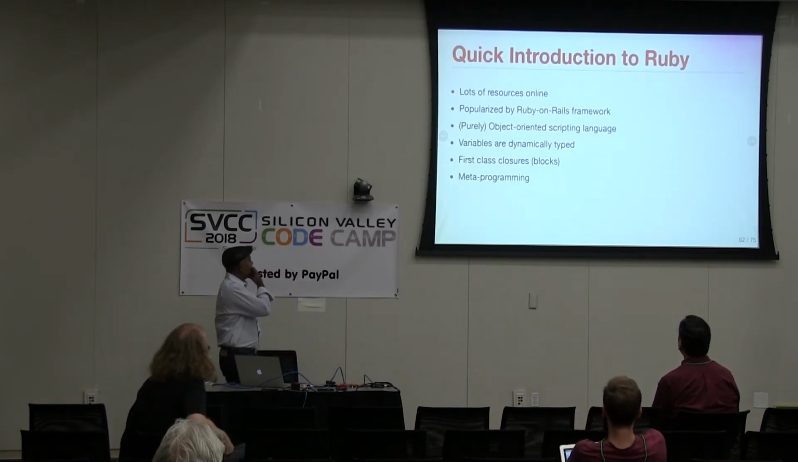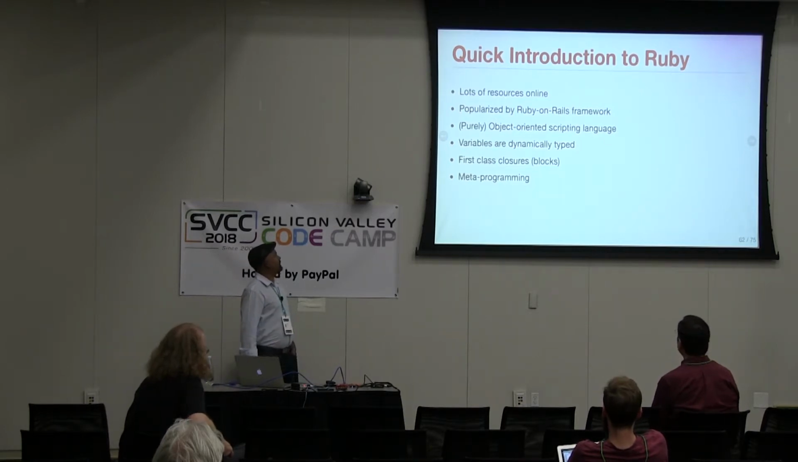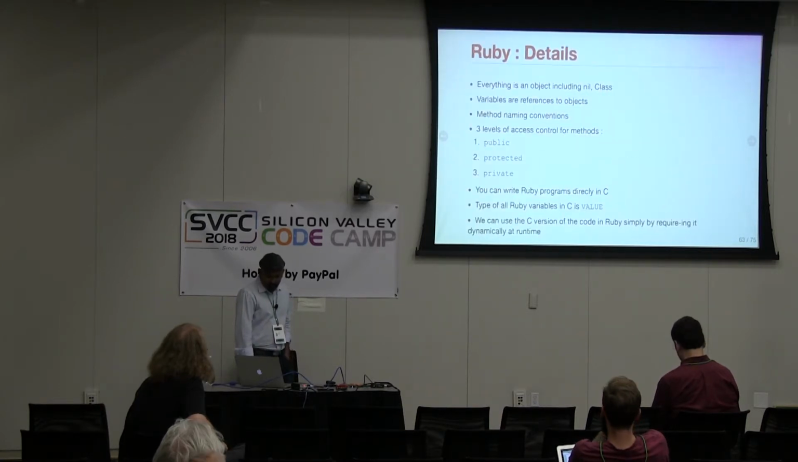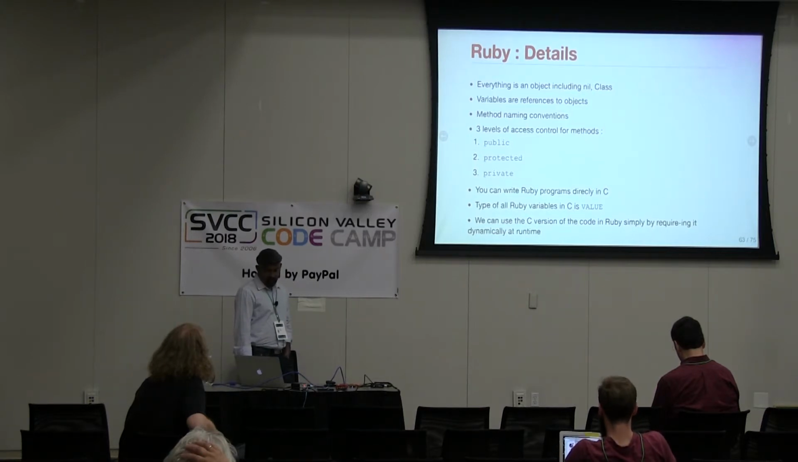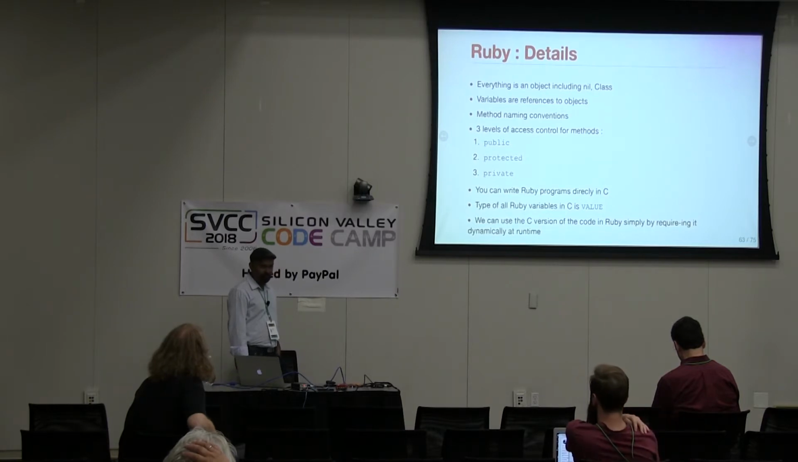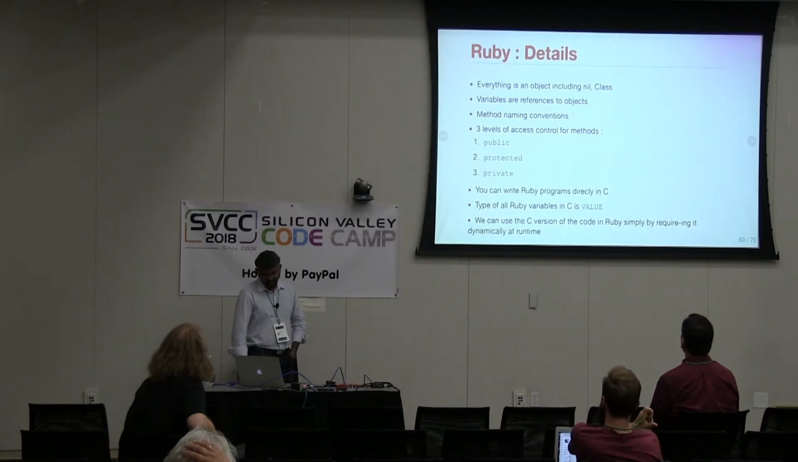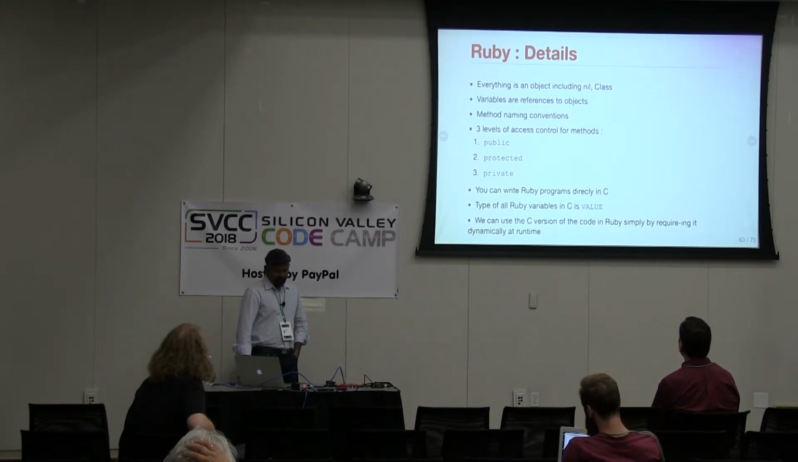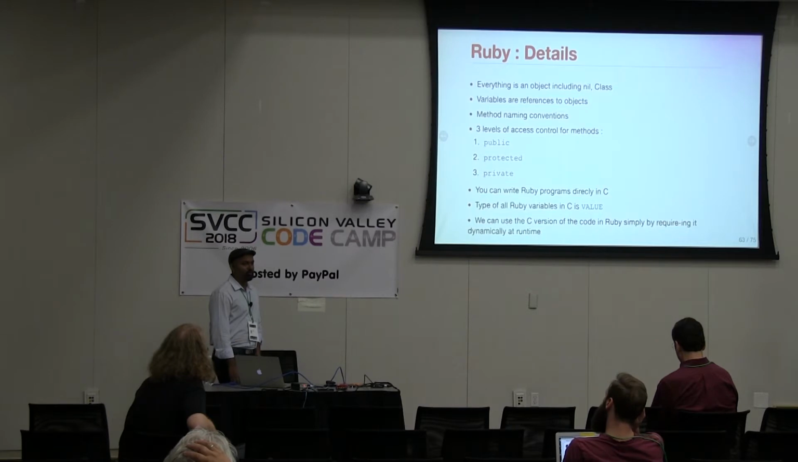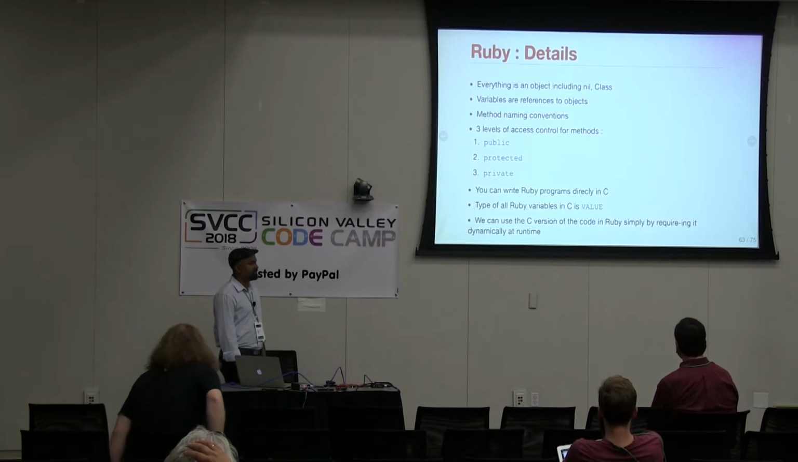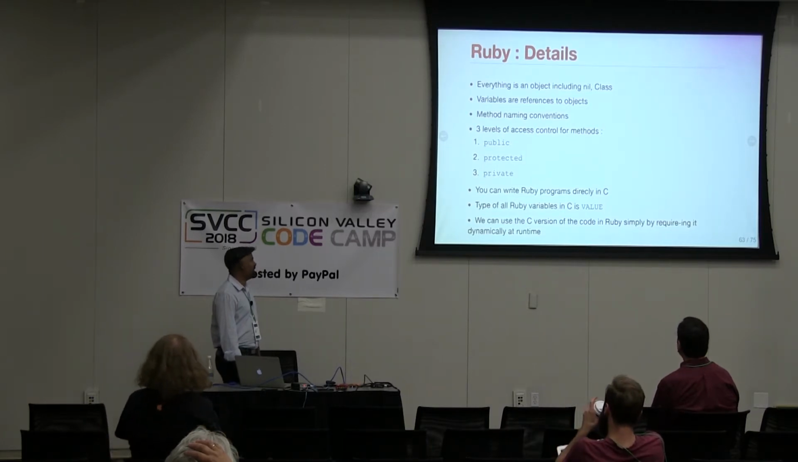But just to give you a quick overview, Ruby on Rails is very popular. Ruby is considered a purely object-oriented scripting language. It's also dynamically typed, and it's very popular for metaprogramming as well. Everything is an object. There are 3 levels of access. One of the things about Ruby and Ruby on Rails is that they're very strict on naming conventions. One of the things that's very interesting is that you can write entire Ruby programs directly in C. Ruby has a very large, comprehensive C API.